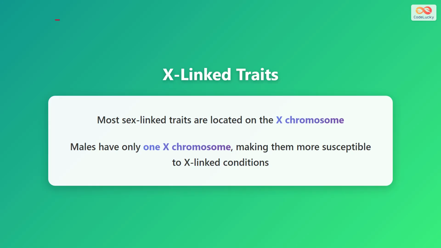Most sex-linked traits are located on the X chromosome, which is why we call them X-linked traits. Here's the key point: males have only one X chromosome, while females have two. This means if a male inherits a recessive allele on his single X chromosome, he will express that trait because he has no second X chromosome to potentially mask it. This makes males much more susceptible to X-linked conditions.